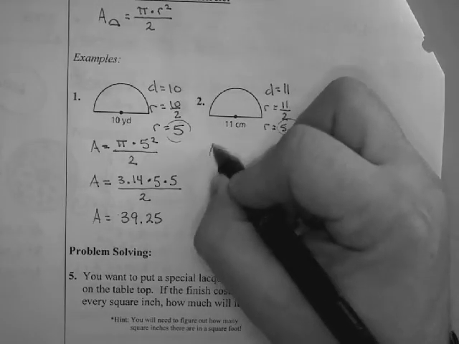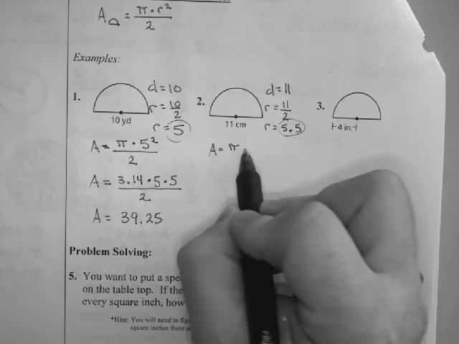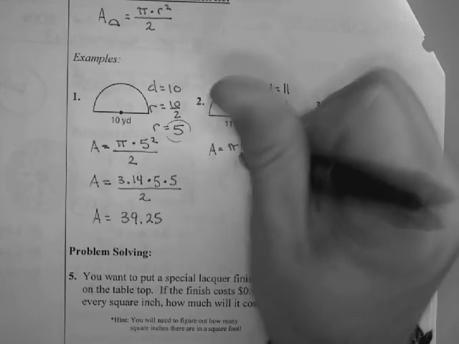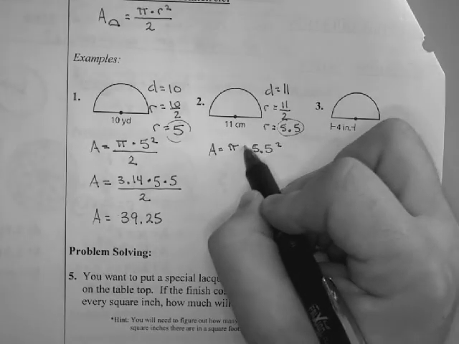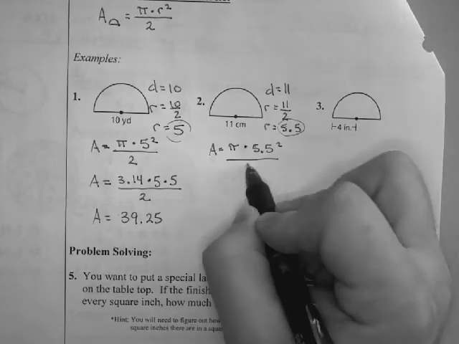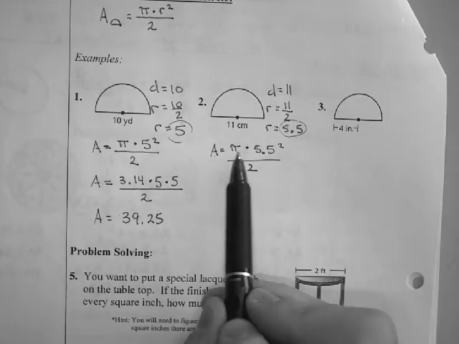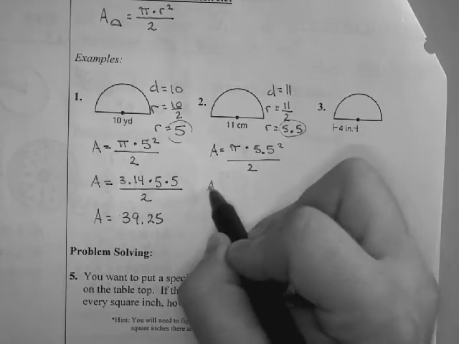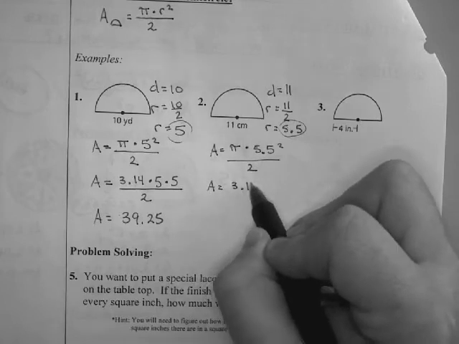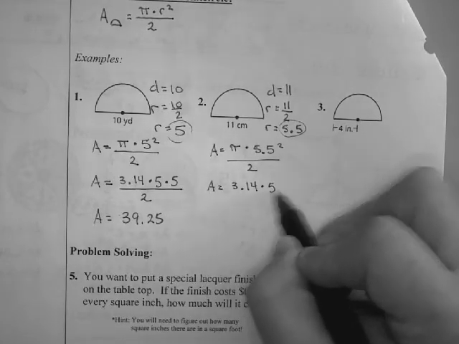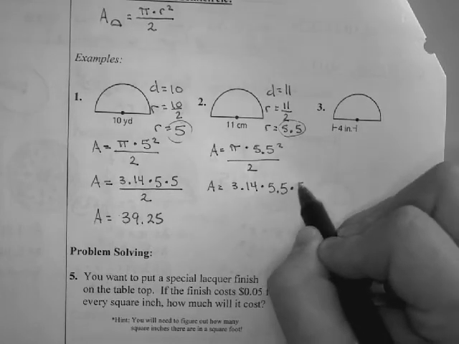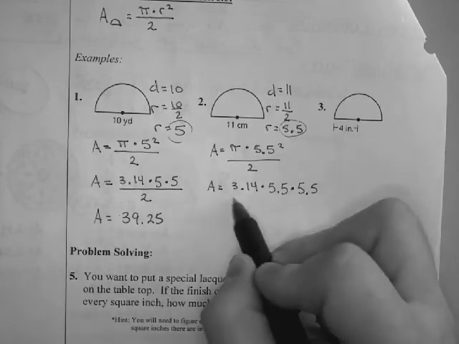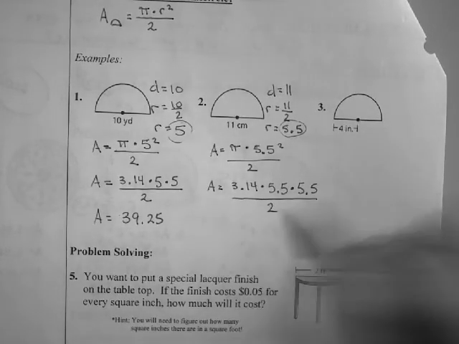So I'm going to say that area is equal to pi times 5.5 squared, and then we'll divide this number by 2. So we're going to change pi into 3.14, then we'll write out the 5.5 squared. So I have area is equal to 3.14 times 5.5 times 5.5. Remember, squared means I'm going to multiply this number by itself. And after I do all that multiplication, the last thing I'll do is divide it by 2.